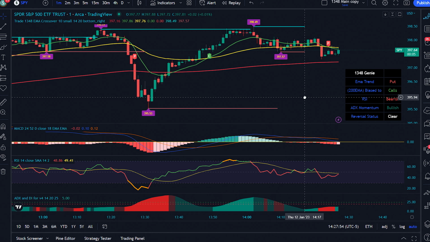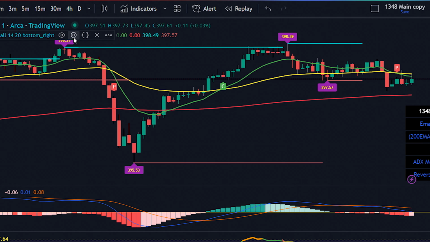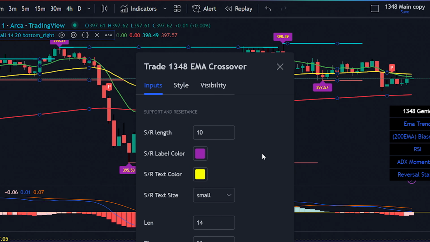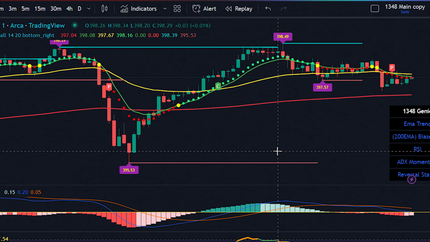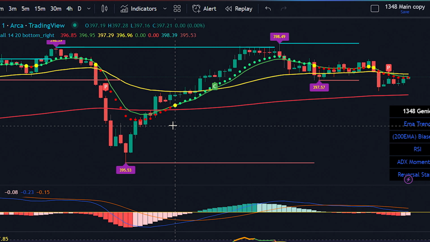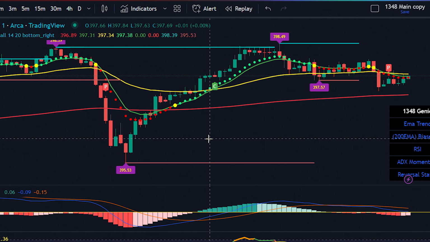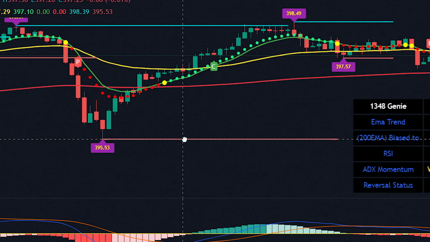Back to the charts here, we have something called traffic lights. I'm going to go on over to settings, then to style, and I'm going to enable traffic lights. Now, what traffic lights does relative to the 1348 EMA strategy, is it leads you into the potential crossover. So you have a traffic light signaling a reversal. You then have a potential crossover signaled by our AI Invictus, which then leads you into the actual trade 1348 crossover, which you will find right here.